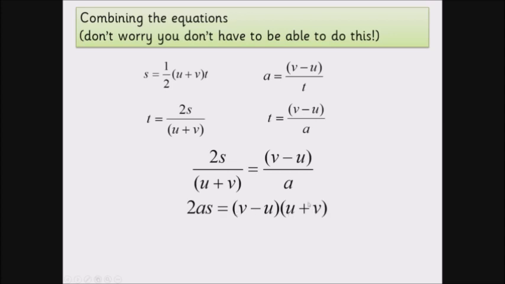And then using your quadratic equations, you can expand these brackets out, and you end up with vu, v squared, and then you've got minus u squared minus uv. So the plus vu and minus uv go, so you end up with 2as equals v squared minus u squared.